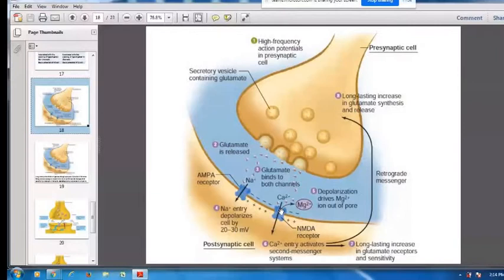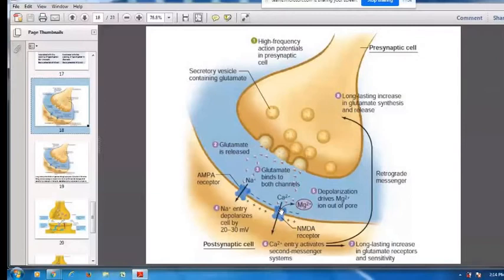This picture is from Ganong, not Guyton. So what is this? This is a presynaptic neuron and this is a postsynaptic cell. This is the magnesium lock. This is the NMDA receptor, and this is the AMPA receptor. Now I'll go step by step so that you will not panic.